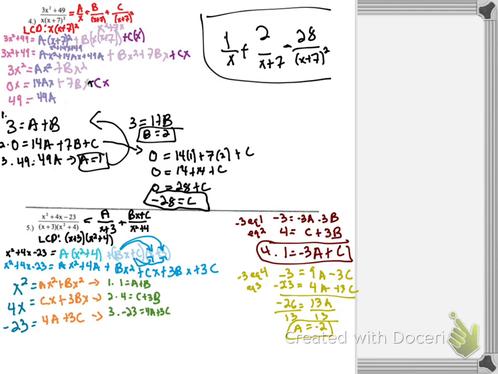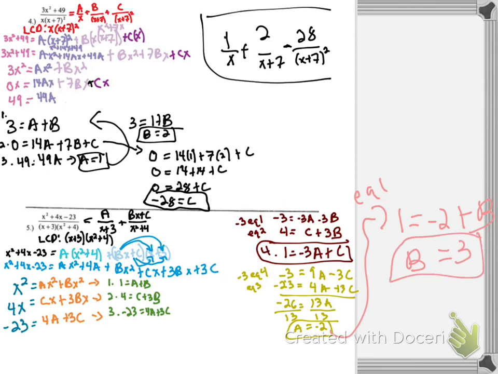Now that we have a equals negative 2, we can substitute it into one of the other equations. I substitute it into equation 1. We have 1 equals negative 2 plus b. We have b equals 3. Now we have 2 of the variables. We're looking for just that last one.